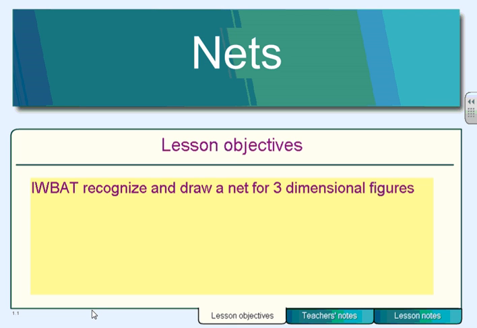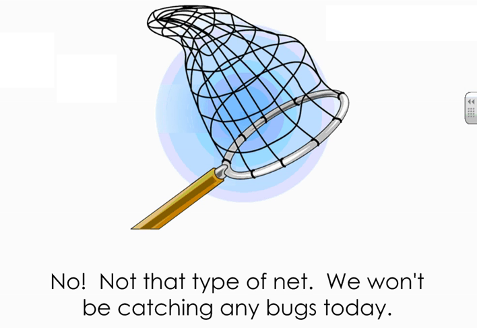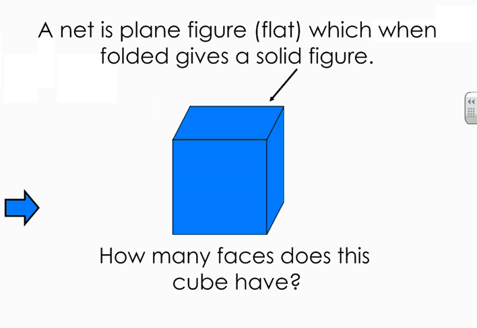Next learning goal for Unit 5 is I will be able to recognize and draw a net for three-dimensional figures. So our key word here is net. When we talk about net, we're not talking about this kind of net. We're not talking about a bug-catching net. We are talking about a net of a three-dimensional figure.